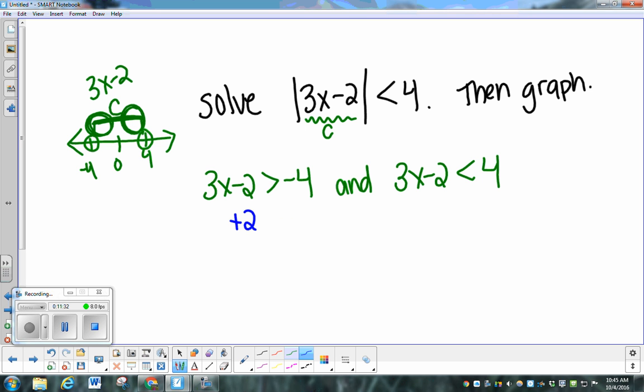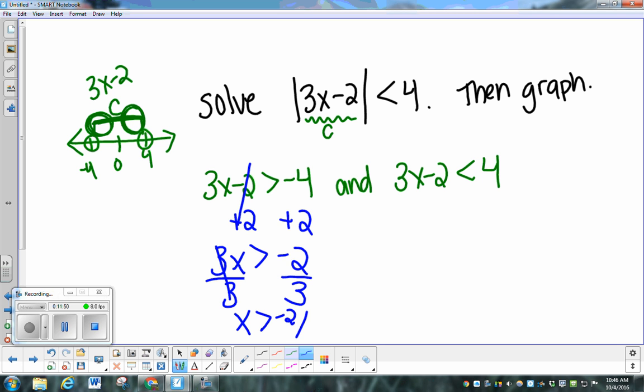So on each, I'm going to add 2. So I've got 3x is greater than negative 2. And then we divide by 3. So x is greater than negative 2/3. Okay, that value of x will make sure that we stay over here, not more than 4 away from 0 in the negative direction. Now we need to find what value of x will keep us close to 0 in the positive direction. So let's solve this one.